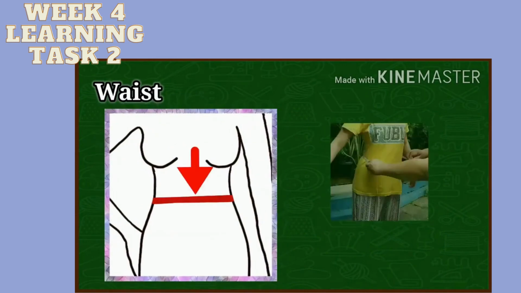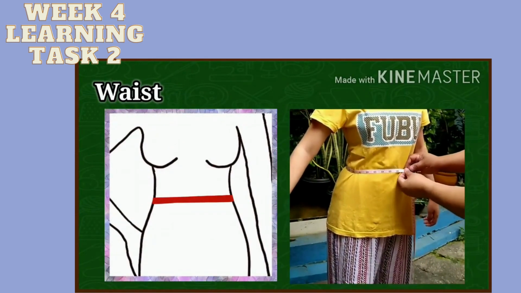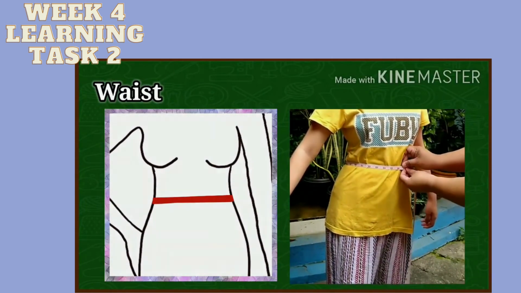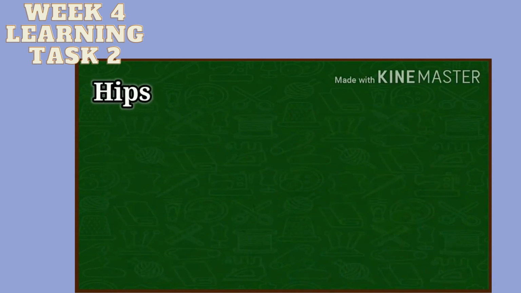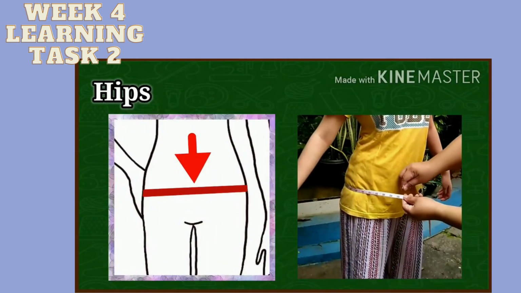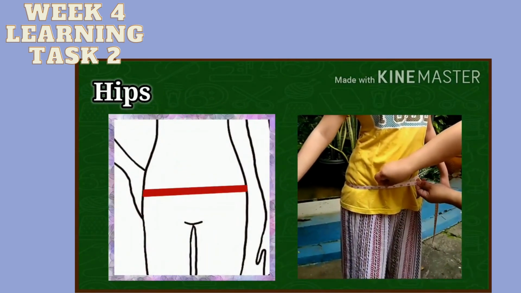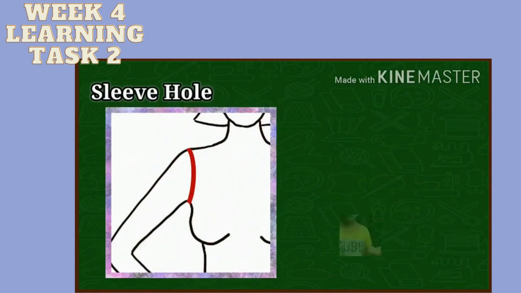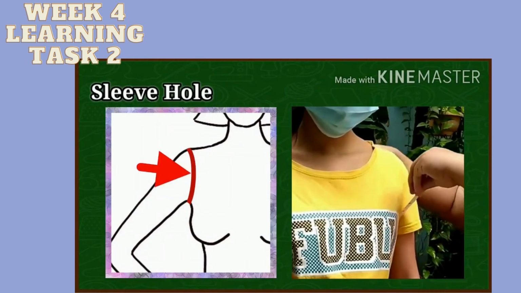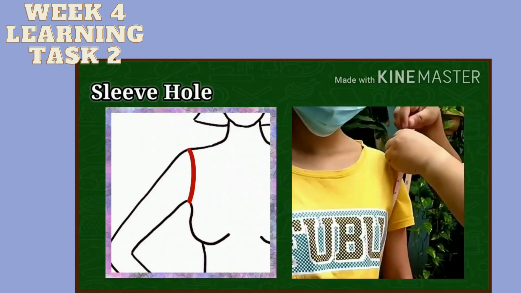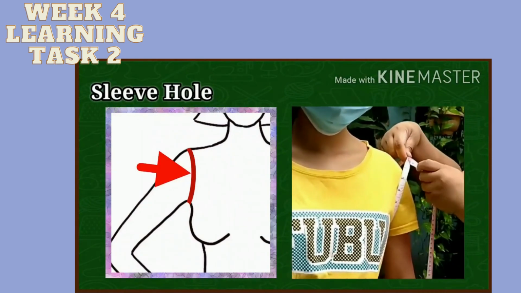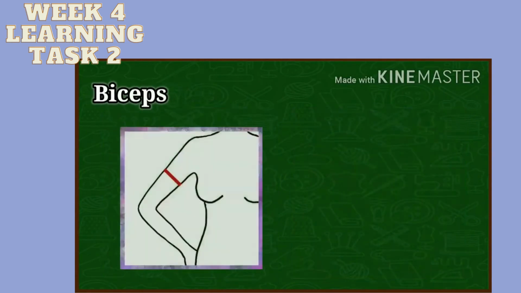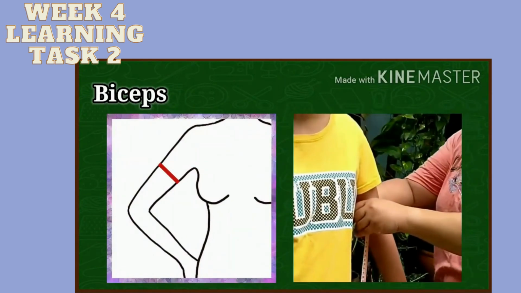Waist. Measure around the waist at the narrowest natural waistline point, allowing 2 fingers between the waist and the tape measure. Hips. Measure around the fullest part of the hips. Sleeve hole. Measure around the shoulder under the armpit. Bicep. Measure around the fullest part of the upper arm.